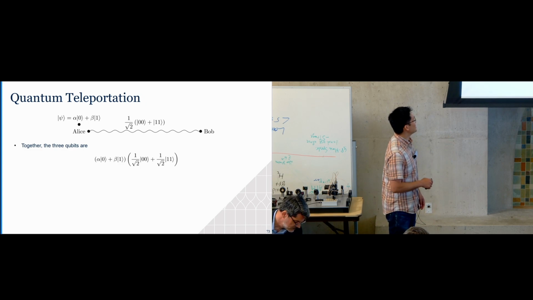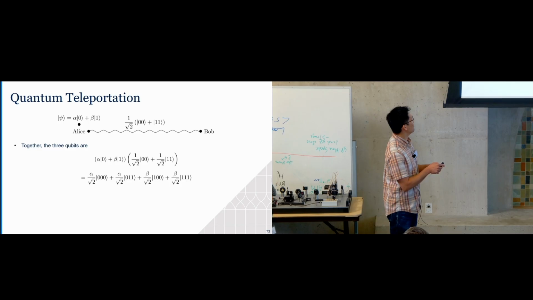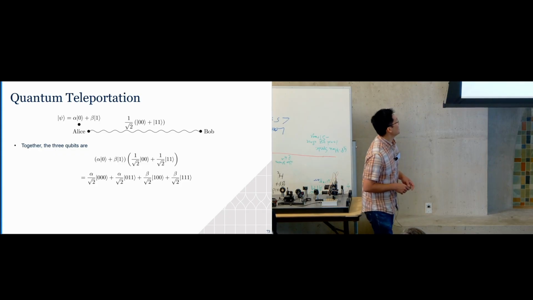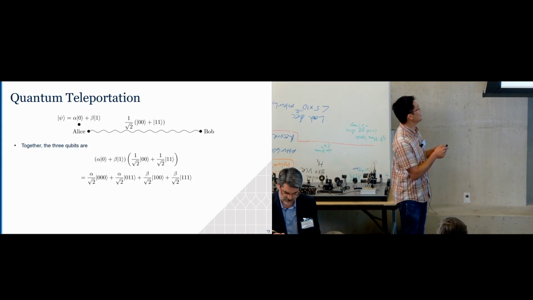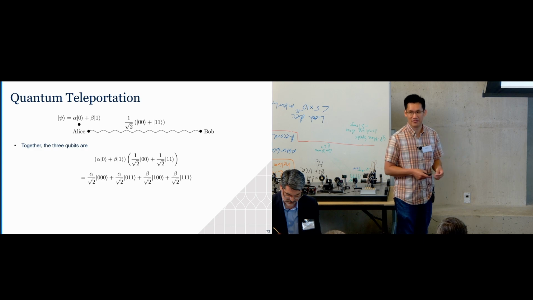And now I can distribute this. So this would be alpha over root 2 times 0, 0, 0, plus alpha over root 2 times 0, 1, 1, plus beta over root 2 times 1, 0, 0, plus beta over root 2 times 1, 1, 1. So this is the state that we're starting off with. And they're going to try to do something to make it so that Bob's qubit becomes in this state alpha 0 plus beta 1. That way Bob's qubit now has that information.